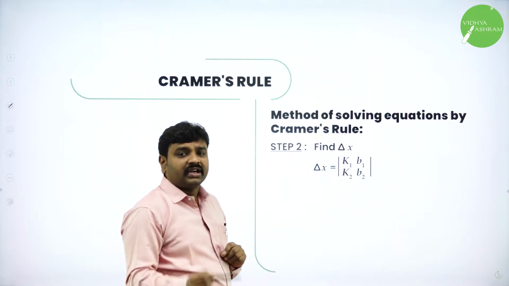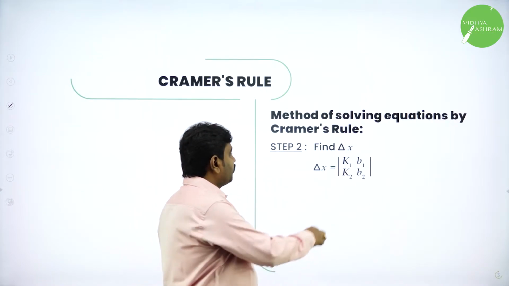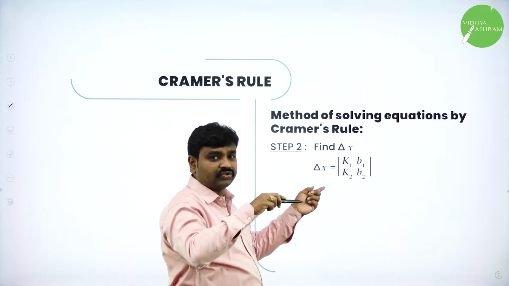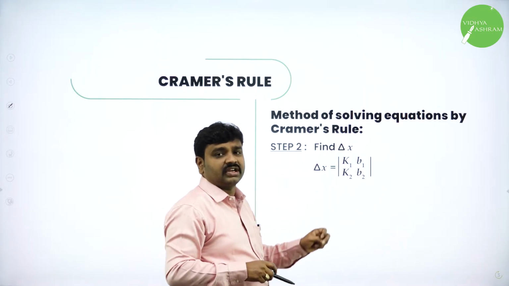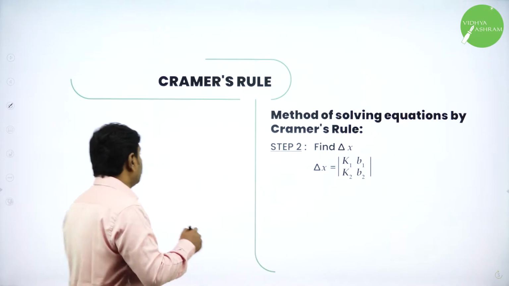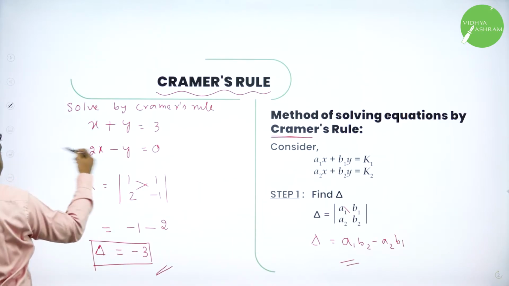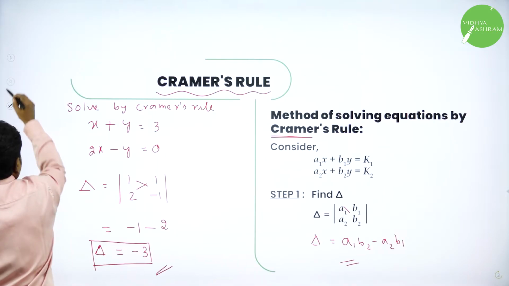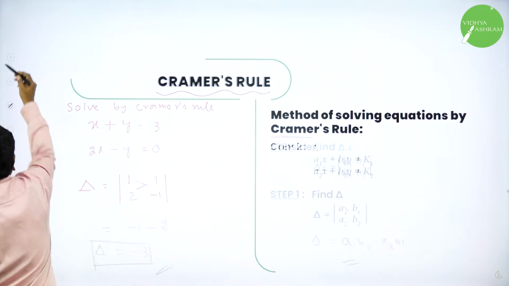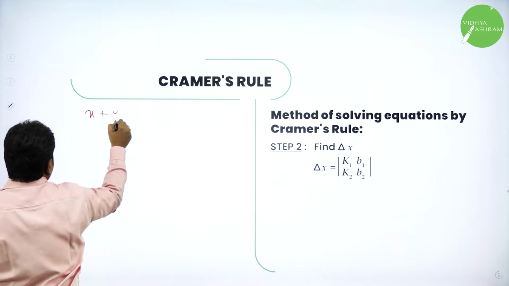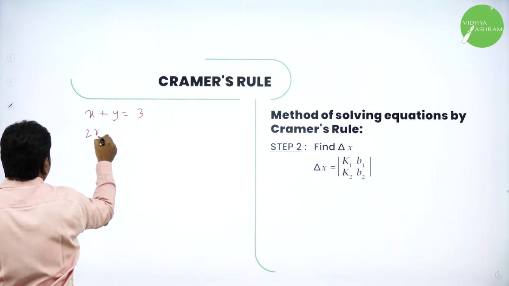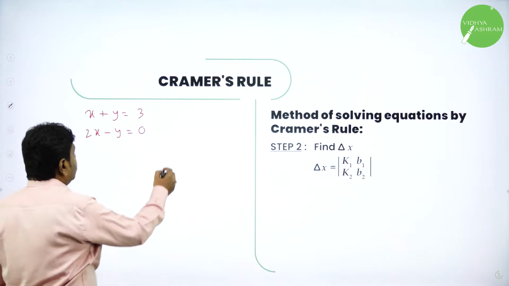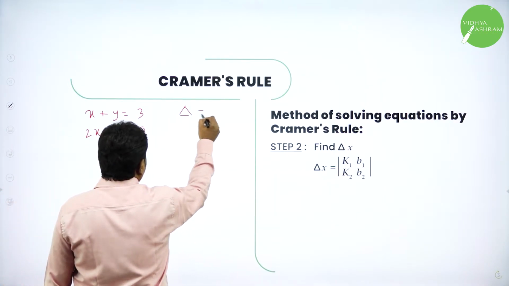Delta base x means in the first column, where the coefficients of x were there, that will be replaced with the constants. Let me carry what we have done here. So these were the equations given: x plus y equals 3, 2x minus y equals 0. These are the equations they give, and we already got delta. Step 1 gave you delta, that is minus 3.